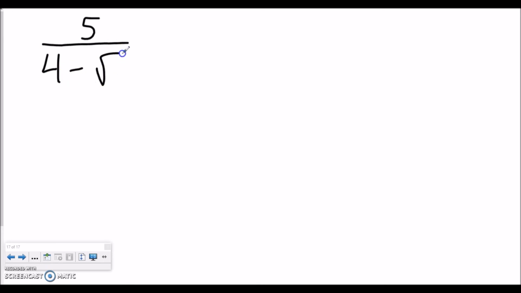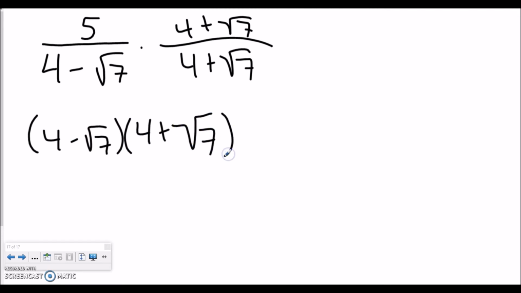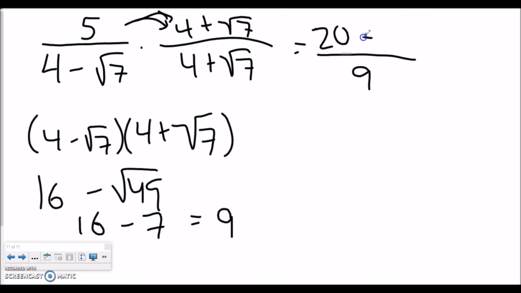Next, divided by 4 minus the square root of 7. Well, our conjugate now just has a plus. 4 plus the square root of 7. Come down to the side and FOIL. 4 times 4 is 16 for my first. My last, again, I'm not even going to do the outer inner. So that's 16 minus 7, which is just 9. So my denominator is 9. My numerator, be sure to distribute, is 20 plus 5 square roots of 7.